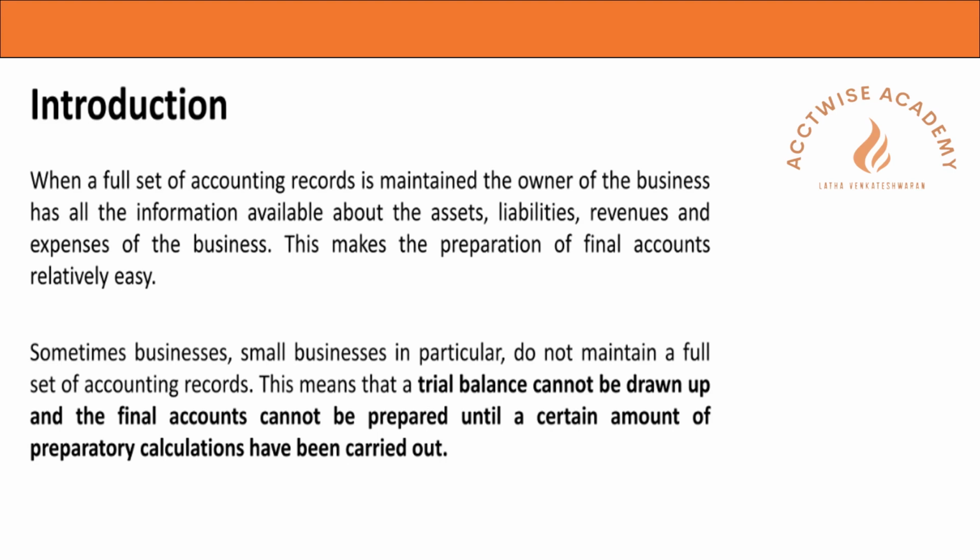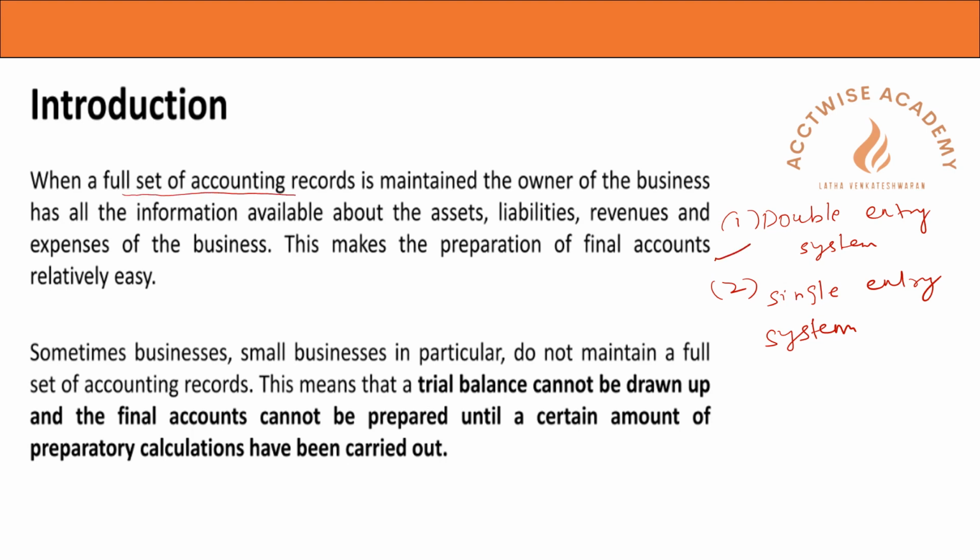There are two ways for maintaining accounting records. First is the double entry system and the second is the single entry system. So first let us see what is double entry system. When a full set of accounting records is maintained by the owner of the business, then he will have all the information about the assets, liabilities, revenues and expenses of the business. This makes the preparation of final accounts very easy.